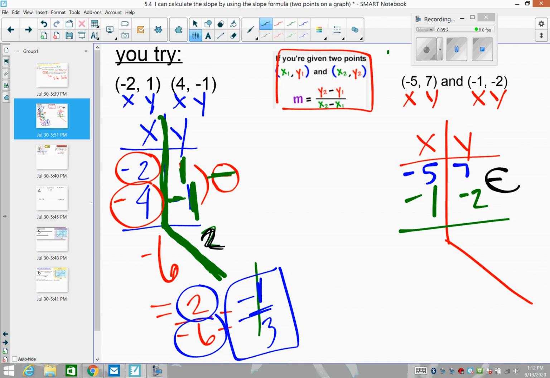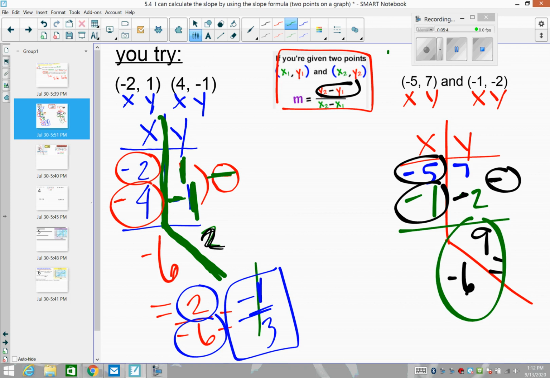So we're going to subtract our y's first because the y's have to go on top. That's the key. The y's have to go on top. So 7 minus negative 2. When we're minusing a negative, we really get positive 9. And negative 5 minus negative 1 is negative 6. There's one negative in here, so it's going to result in a negative.